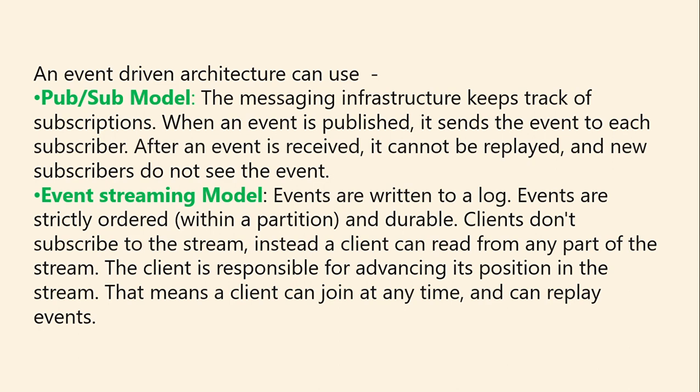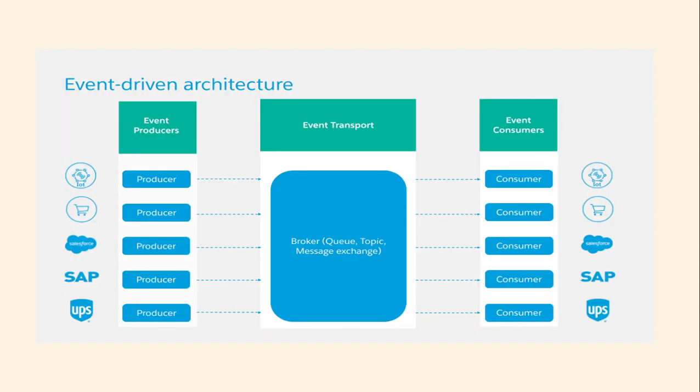Event streaming model. Events are written to a log. Events are strictly ordered within a partition and durable. Clients don't subscribe to this stream. Instead, a client can read from any part of the stream. The client is responsible for advancing its position in the stream. That means a client can join at any time and can replay events.